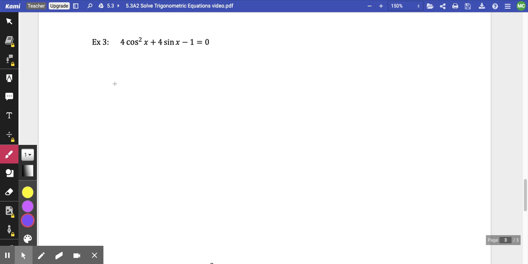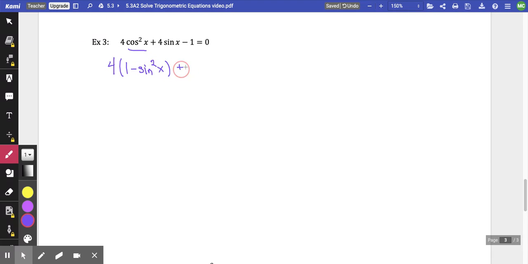Our last example today has yet another interesting element to it. Looking at it initially, you'll notice that there is both a cosine and a sine in here. And once again, one of those is squared. So I can use my basic Pythagorean identity to switch it. This cosine squared of x, I'm going to replace with 1 minus sine squared of x.